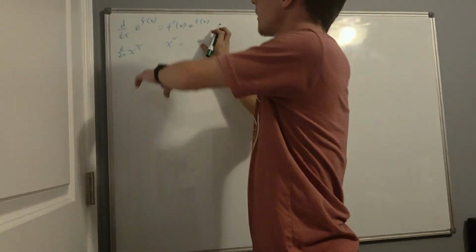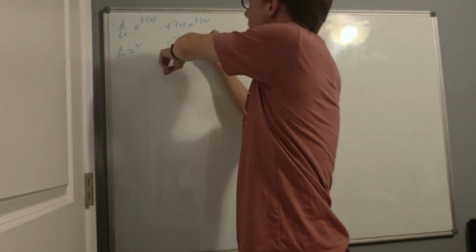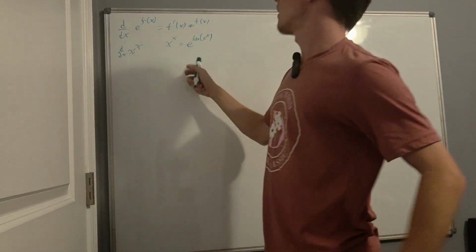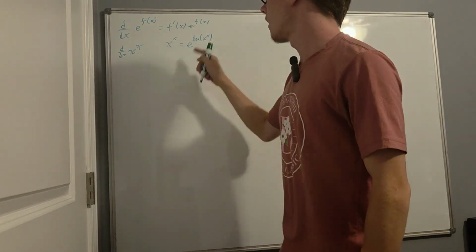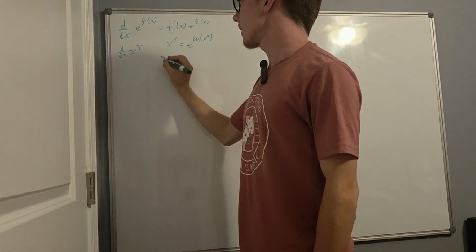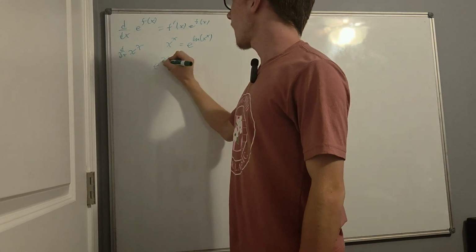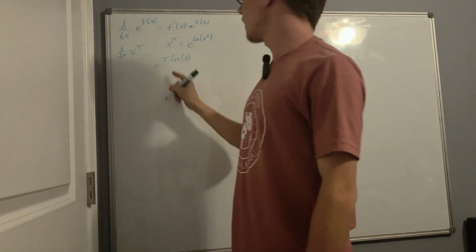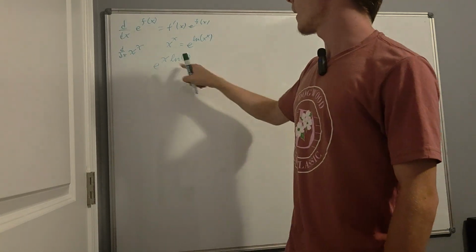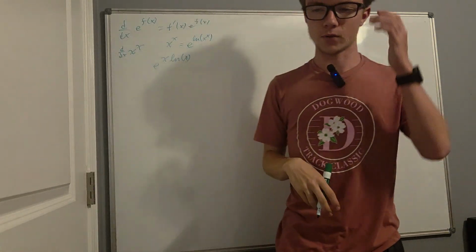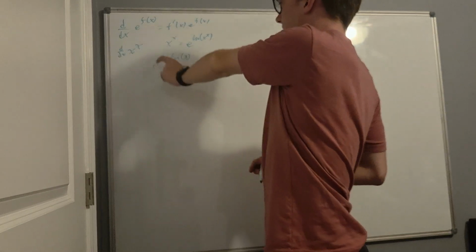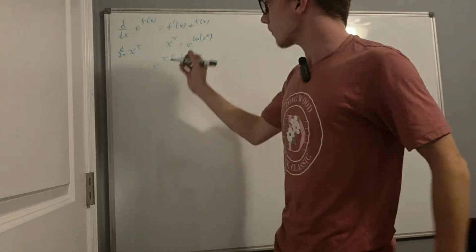No, I'm going to do e to the ln of x to the x. I did it backwards because these are equivalent. And because of our log rules, I can say that's going to be e to the x ln x. Now, x ln x, what's that derivative? Because I can just plug it into this formula now.